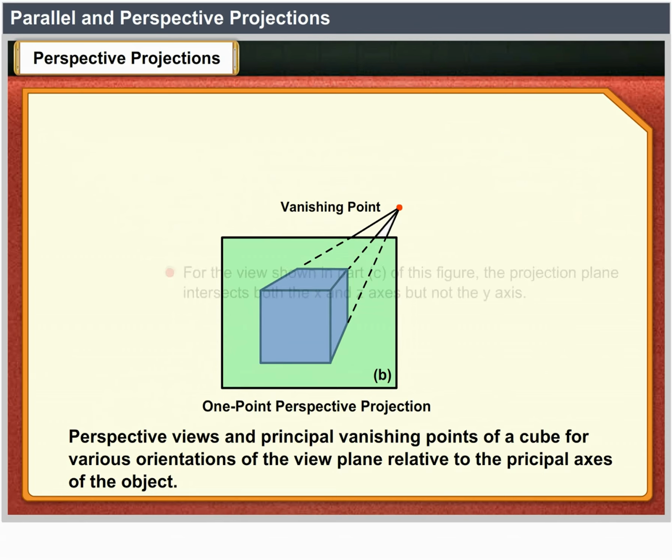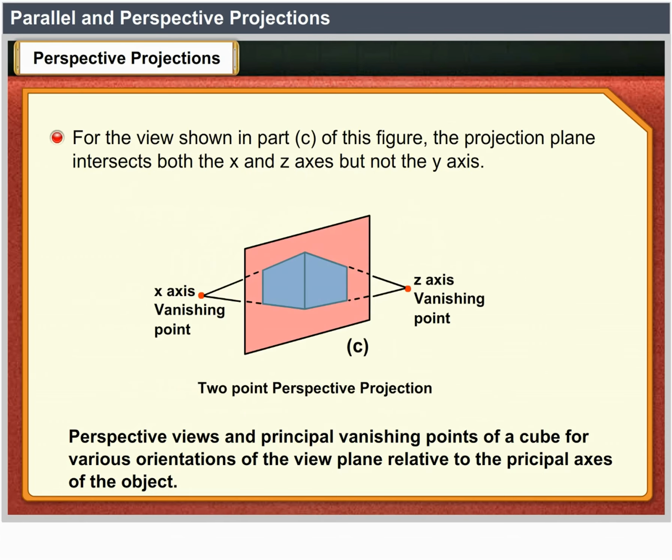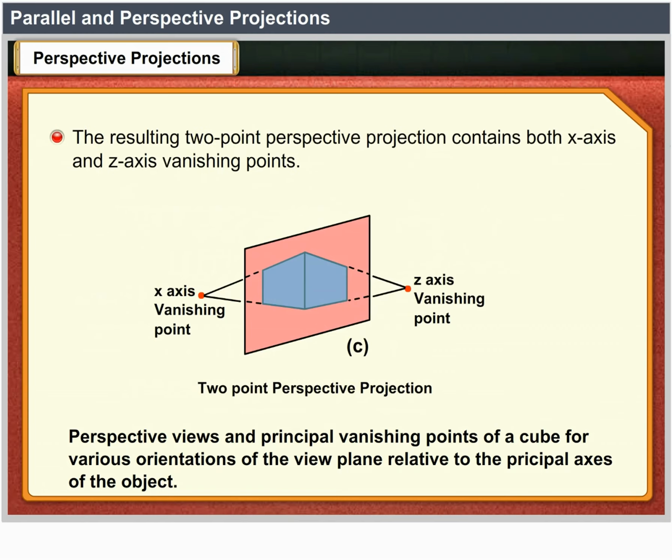For the view shown in part C of this figure, the projection plane intersects both the X and Z axes, but not the Y axis. The resulting 2-point perspective projection contains both X-axis and Z-axis vanishing points.